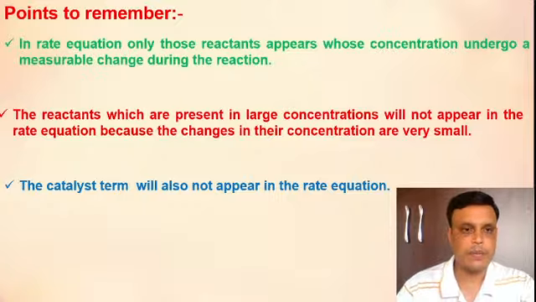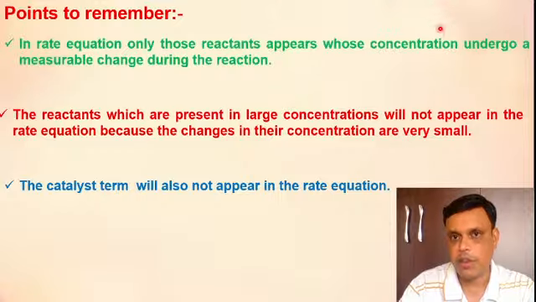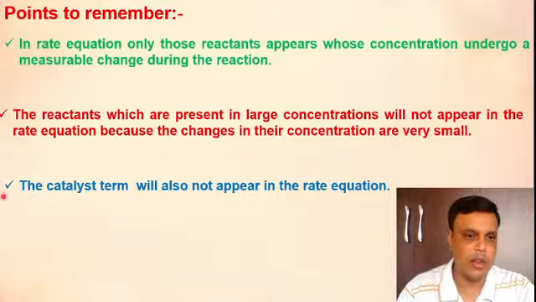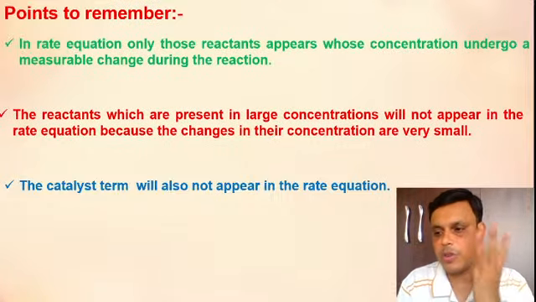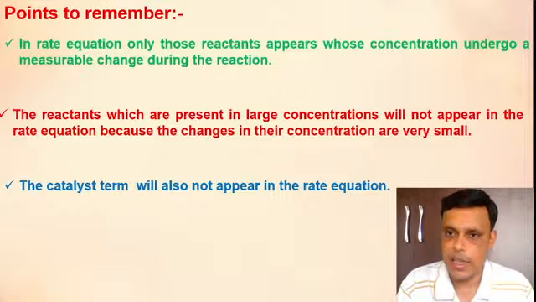In the rate equation, first point, only those reactants appear whose concentration undergoes measurable change. Second point, the reactants which are present in large concentration will also not appear in the rate equation. And the third point is the catalyst term will also not appear in the rate equation. These 3 points you have to remember while determining the order of reaction.